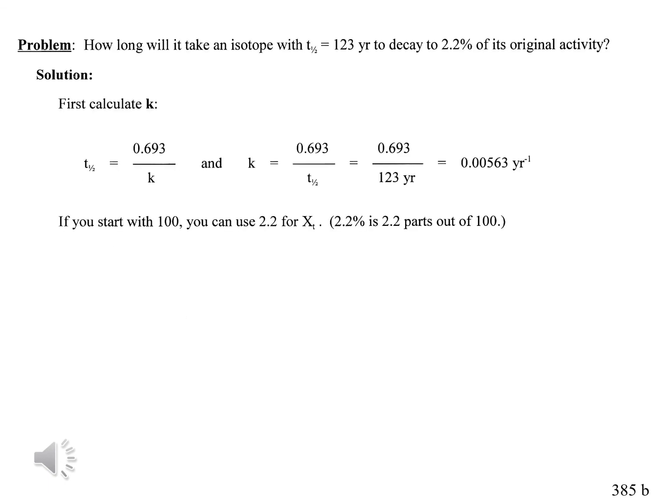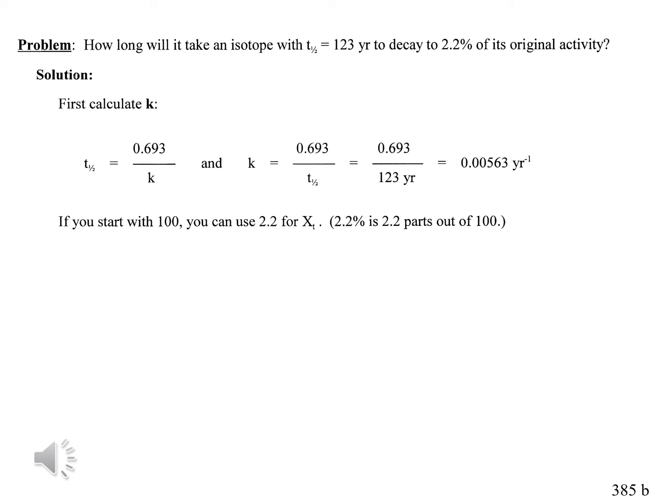This question asks, how long will it take for an isotope to decay to a certain percent? The half-life of this one is 123 years, and this is actually the isotope iodine-123, which is used in hospitals a lot, and so it has a very long half-life. People want to know how long will it take for it to get down to a reasonable amount, and so you can do that by calculating percentage.